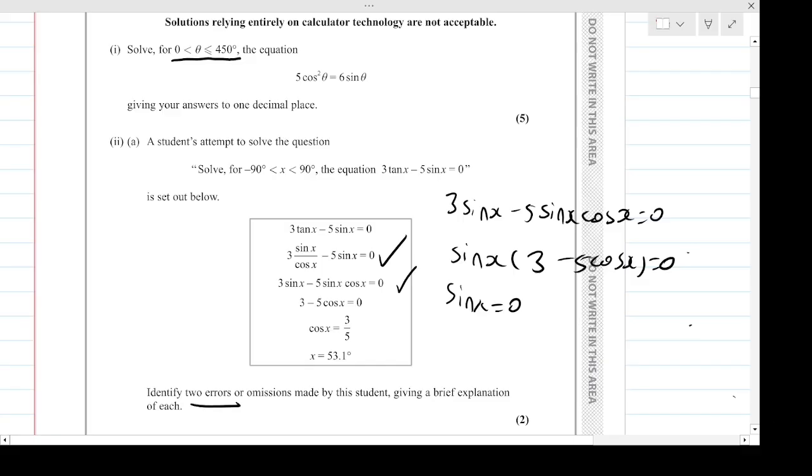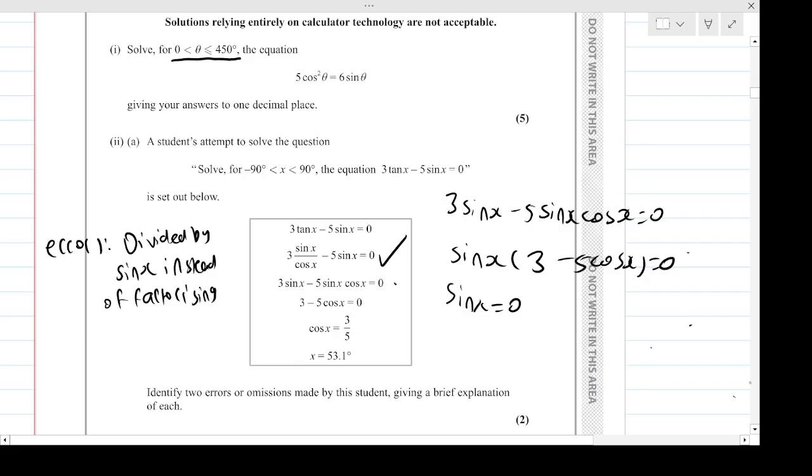So the first error is going to be essentially he divided by sine instead of factorizing. So that's wrong. You can't jump from that to that. You should have factorized instead, because then you missed out the solution. So missed solutions from sin x equal to 0, sorry.